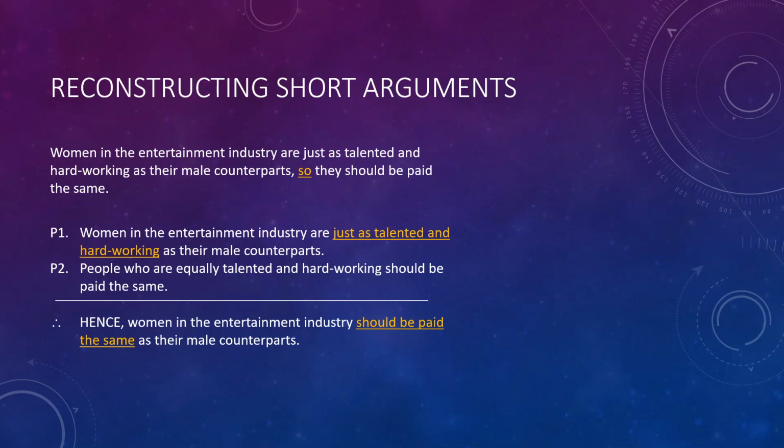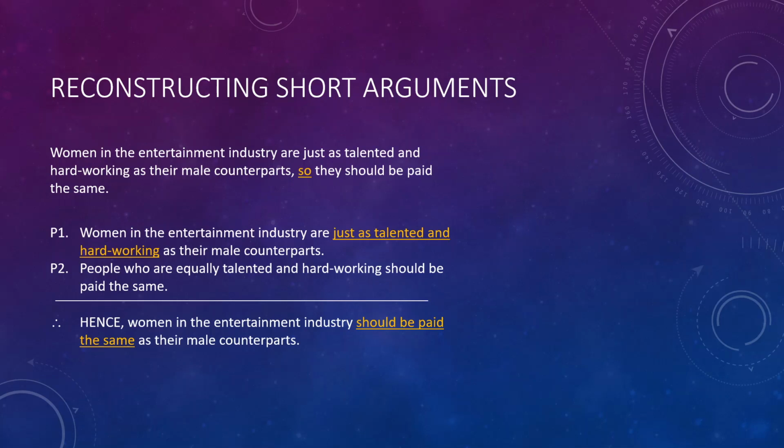So what we need is a generalization linking those two properties or characteristics, and that's what we see in premise 2. Premise 1, women in the entertainment industry are just as talented and hardworking as their male counterparts. Premise 2, people who are equally talented and hardworking should be paid the same. Therefore, women in the entertainment industry should be paid the same as their male counterparts. Notice that premise 2 links the characteristic of being equally talented and hardworking with the characteristic mentioned in the conclusion, that these people should be paid the same.